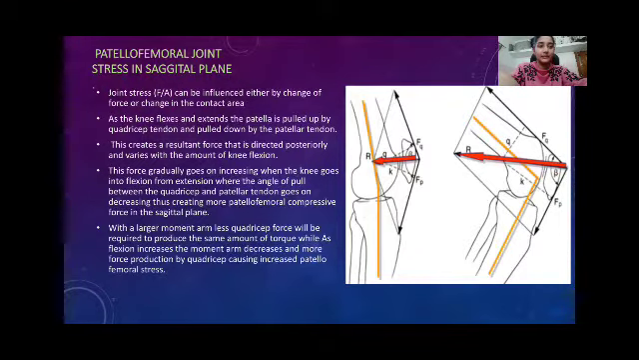With a larger moment arm, less quadriceps force will be required to produce the same amount of torque, while as flexion increases, the moment arm decreases and more force production by the quadriceps is needed, causing increased patellofemoral stress. So as the angle decreases, the moment arm keeps decreasing, so the force produced by the quadriceps will be more to produce a particular amount of torque. And because the quadriceps force will be more, the joint stress or compressive force will also be more, causing more degeneration and more anterior patellofemoral pain.